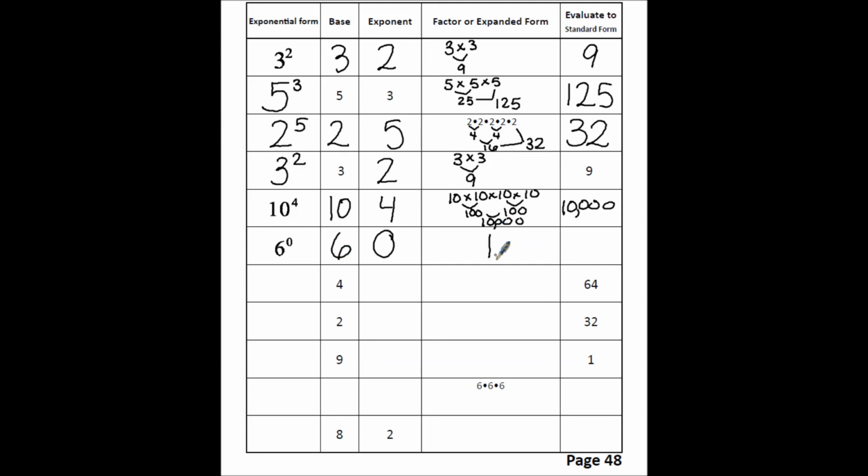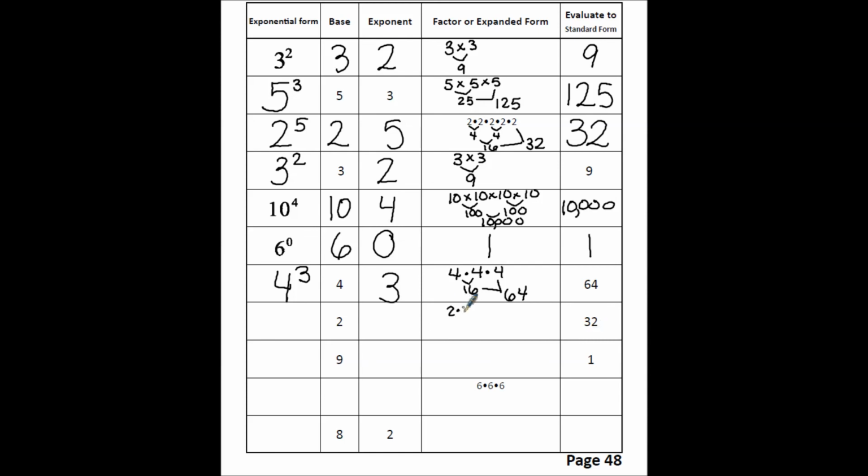6 to the 0 power, well, I'm going to write a 1 there because we need to remember that anything to the 0 power will always give us 1. That's a rule we need to remember. Now, if I do 4 times 4, I will get 16, and if I multiply by another 4, I'll end up getting 64. So if I do three 4's, or 4 to the 3rd power, that would give me that 64 in standard form.